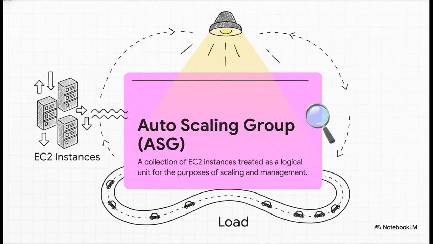And you know, that's exactly the problem that the Auto-Scaling Group, or ASG for short, was built to solve. It's really the hero of our story today. It's that core AWS service that's always working in the background, making sure you have just the right number of instances running to keep up with whatever your application needs.